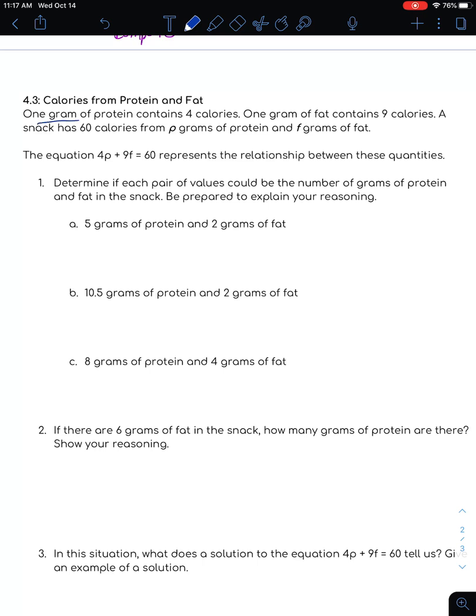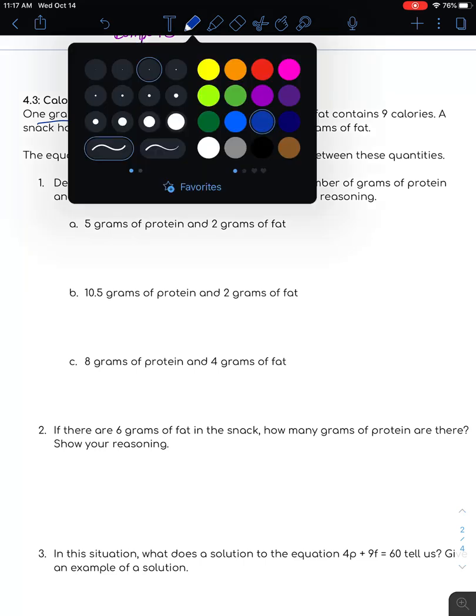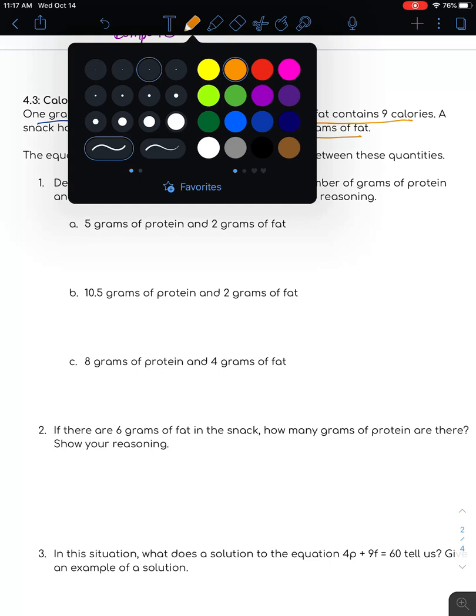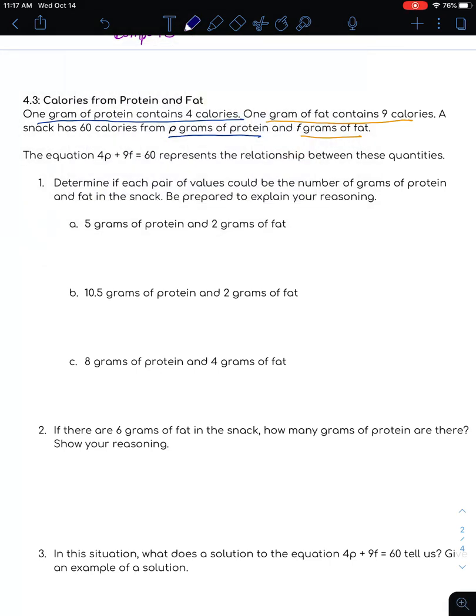All right, so we got grams of protein, and then we have grams of fat containing 9 calories. All right, so we've got these two different things, and we know that they should add up to 60 total calories. So hopefully now this is starting to kind of click in here.